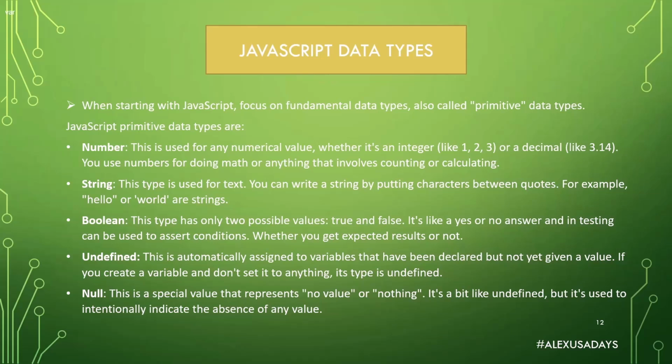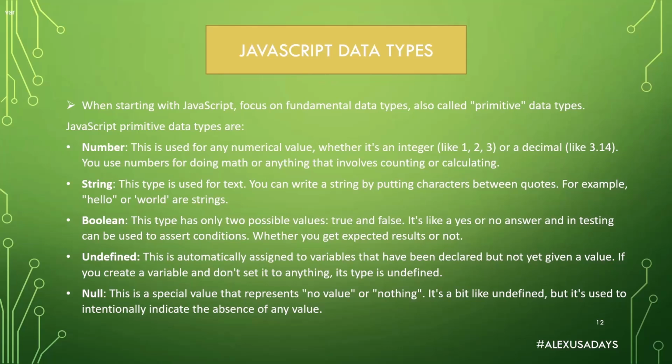JavaScript primitive data types are number. This is used for any numerical value, whether it's an integer like 1, 2, 3, or a decimal like 3.14. You use numbers for doing math or anything that involves counting or calculating. String is the next data type. This type is used for text. You can write a string by putting characters between quotes. For example, in double quotes, "hello", or in single quotes, 'world'. They are strings. Next one is the Boolean data type.